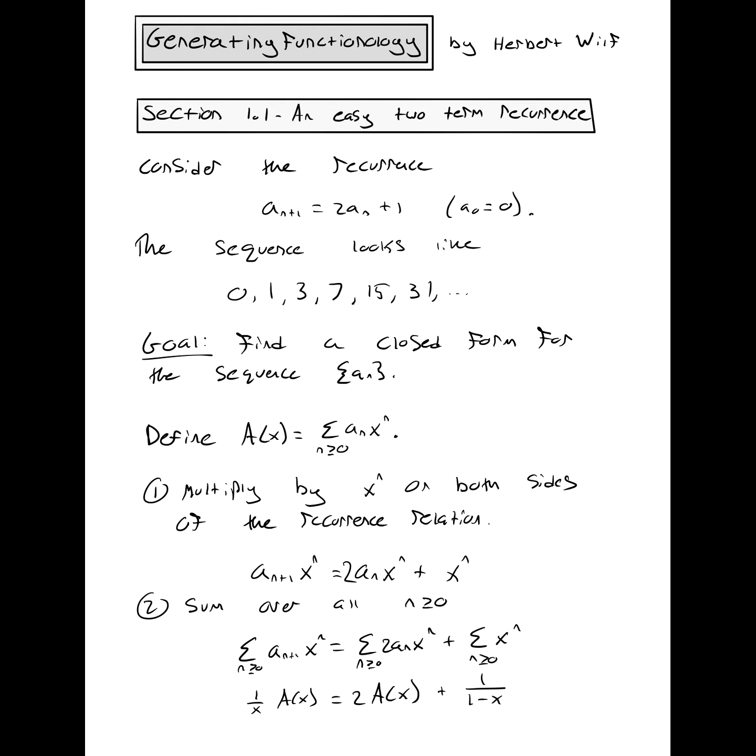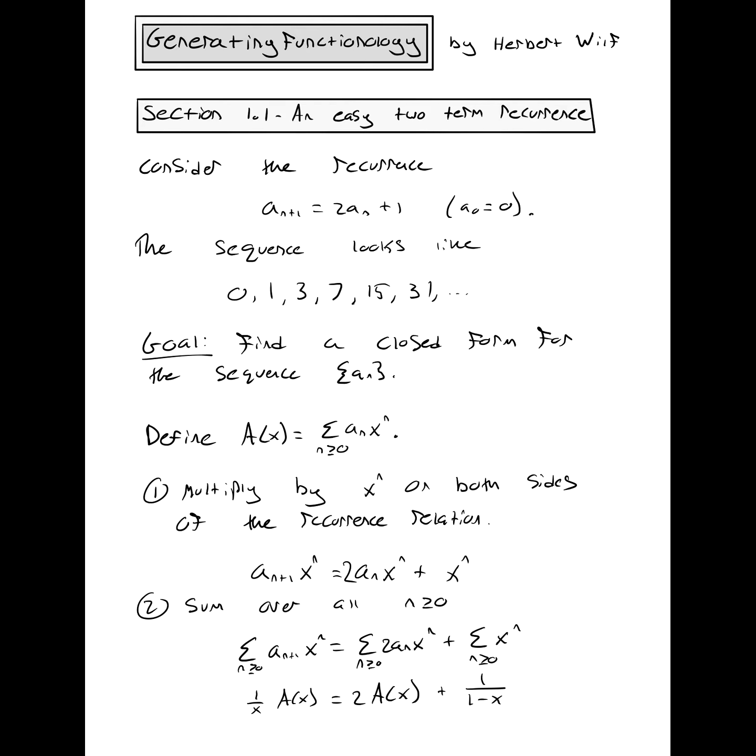And now, well, this is just an algebra problem. I can actually solve explicitly for a of x. I'm going to go to the next page here. So step number 3 is solve for a of x. And for us, well, let's go back. We're just going to subtract 2a of x to one side, factor it out, and then divide by what's left.